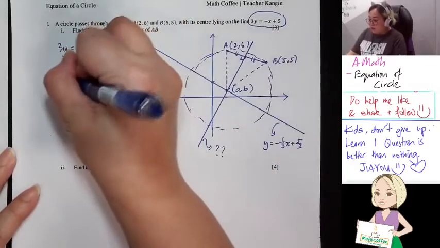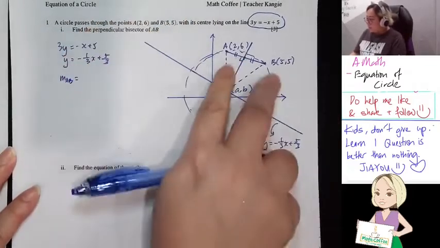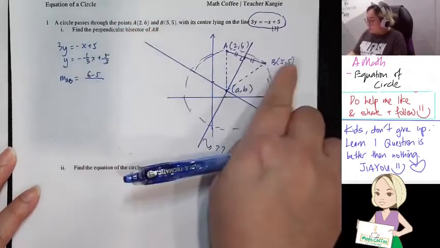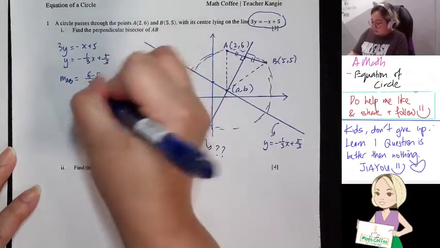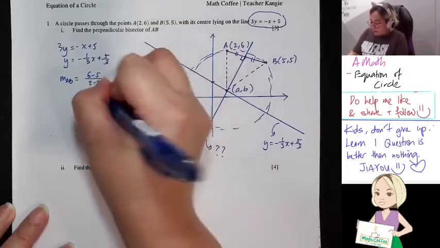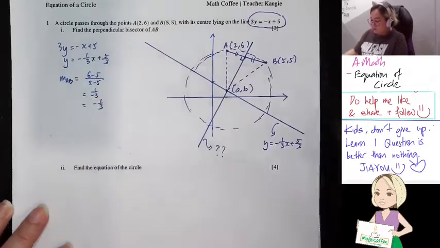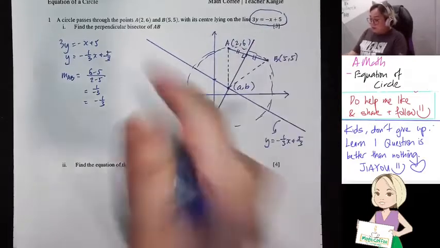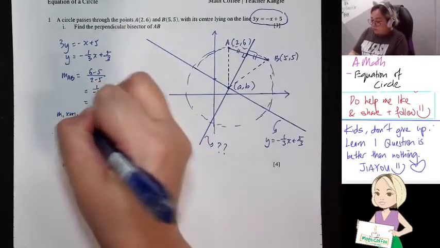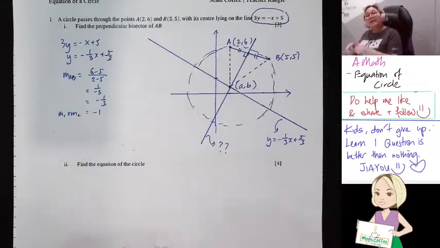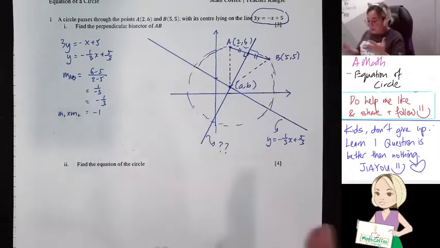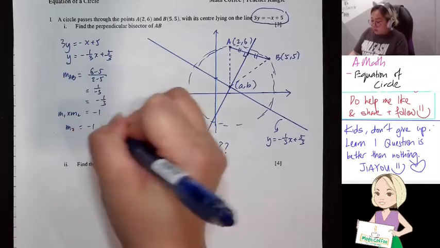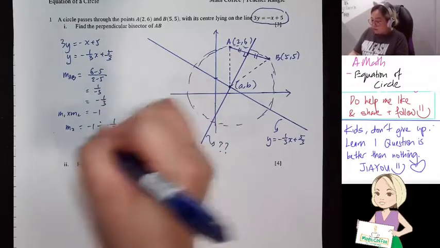So my gradient AB, look at the AB, so it's y1 minus y2, 6 minus 5 over 2 minus 5. So I will get 1 over negative 3, which is negative 1/3. This is this gradient. This is perpendicular. So gradient 1 times gradient 2 gives me negative 1. When two lines are perpendicular, their multiplication gives me negative 1. So to find the second gradient, I will just take minus 1 divided by minus 1 over 3, which will give me 3.